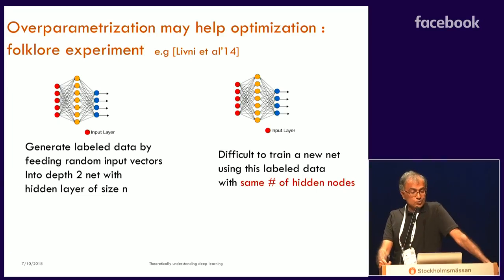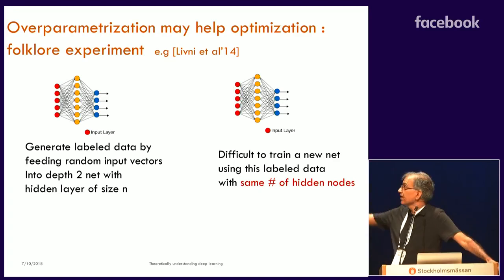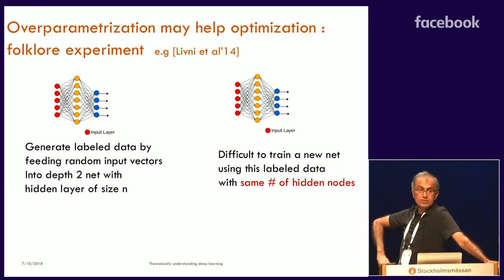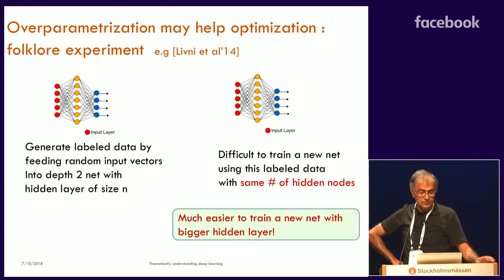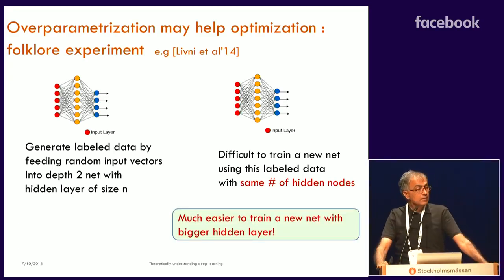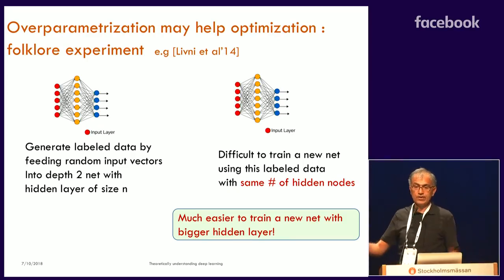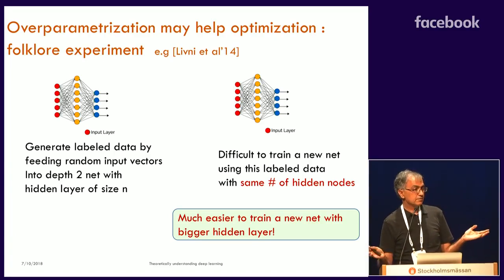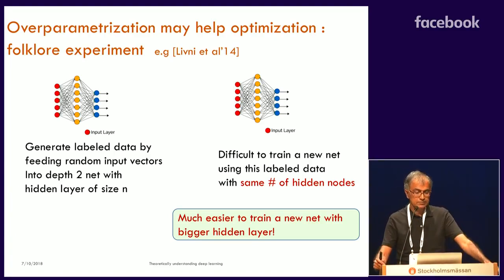And now what you find is that it's quite difficult to train a new net using this labeled data if the number of hidden nodes is exactly the same as what was in your true ground truth deep net. It's just a very hard optimization problem. But if you increase the number of hidden nodes, so if the true number of hidden nodes was 100 and you allow it to be 300, it becomes much easier. And then the optimization works very well. It's a very striking experiment.